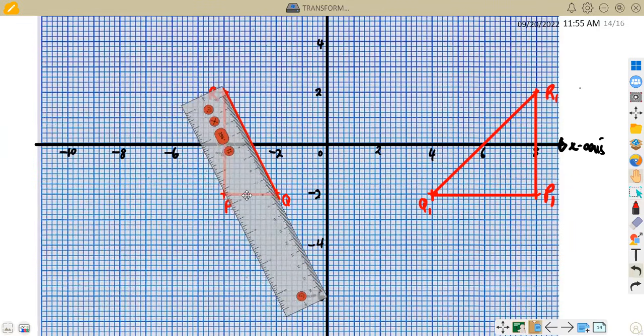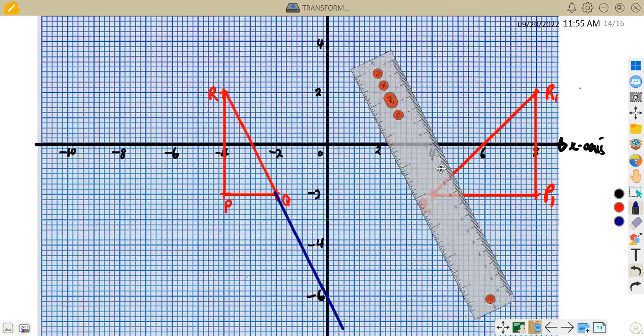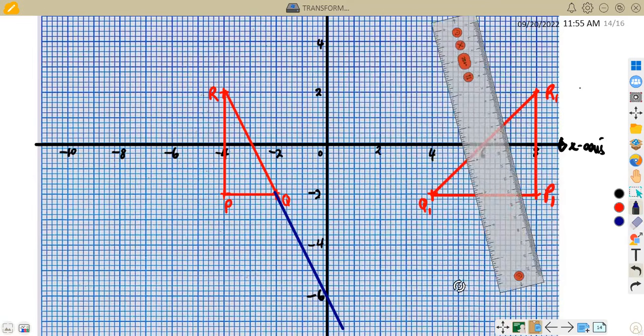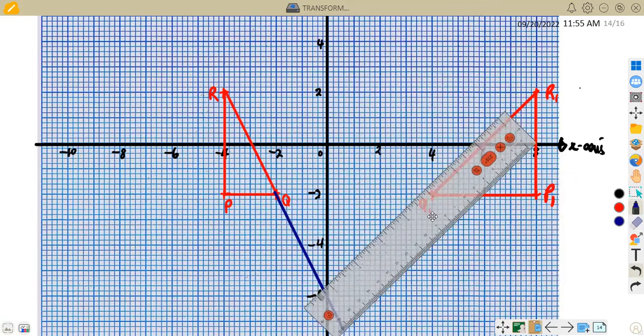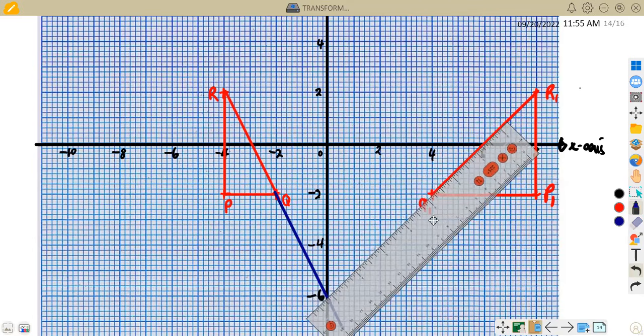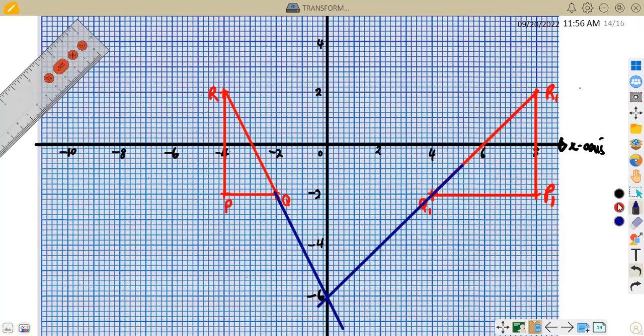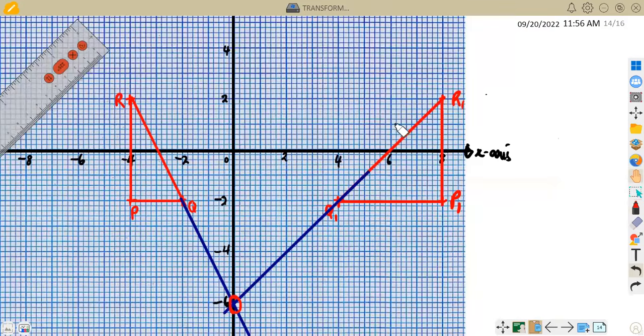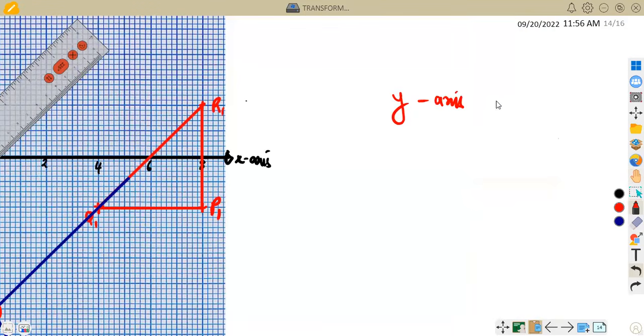So I'm just going to extend this line a little bit so we see where it is going to be. All right, let us extend this one, and also R to R1, that is R1 to Q1, this one. Let us extend this line like this. By extending these lines, you can see that they meet here on the y-axis. So that means we have got our y-axis as the invariant line. This is the first thing that you do to find the invariant line.